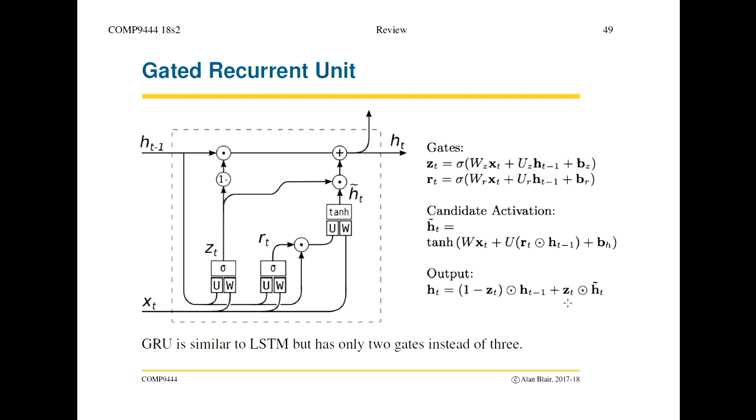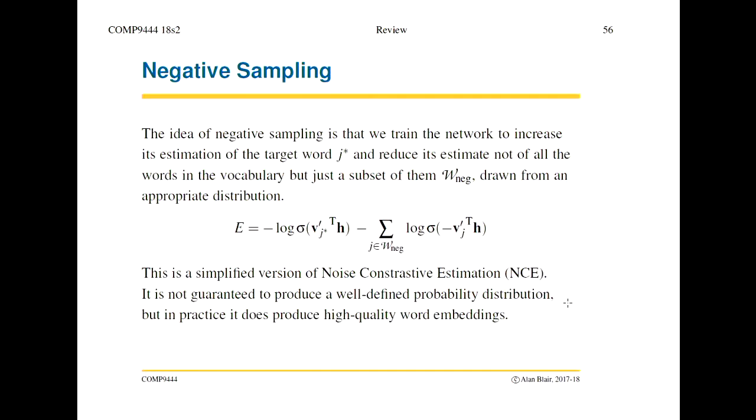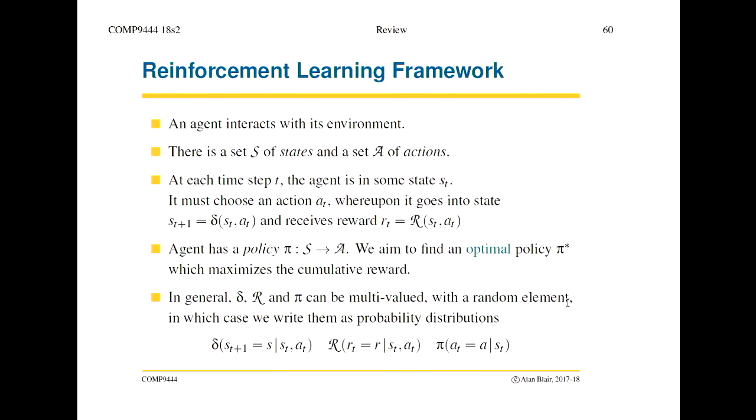Good. So then what? Then we moved on to reinforcement learning. Right, so we've had this general reinforcement learning framework. So we have a set of states and a set of actions. And at each step, we're in some state, and we choose some action, and then we go into another state and receive a reward.